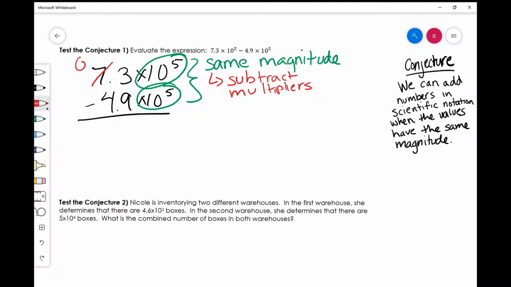I can carry over to my 3. And I'm left with 2.4. When we subtract, we keep the same magnitude, so my magnitude is still going to be 10 to the 5th power. And I have my answer.